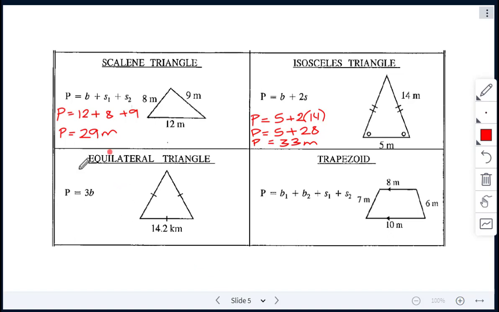Right here we have an equilateral triangle. All three sides have the same length. So P equals 3b. So 3 times 14.2, which is 42.6 kilometers.